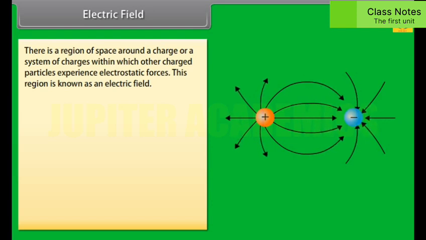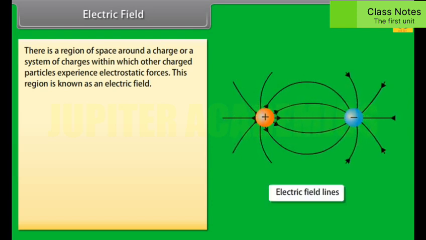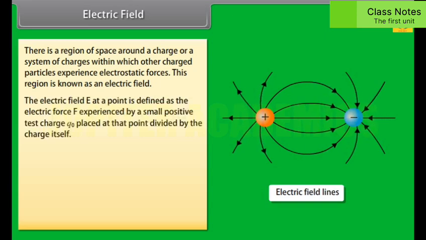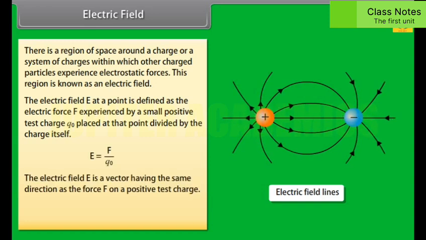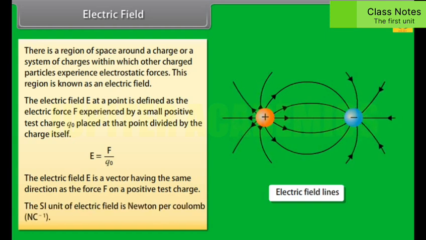Electric field. There is a region of space around a charge or a system of charges within which other charged particles experience electrostatic forces. This region is known as an electric field. The electric field E at a point is defined as the electric force F experienced by a small positive test charge Q naught, placed at that point, divided by the charge itself. E is equal to F upon Q naught. The electric field E is a vector having the same direction as the force F on a positive test charge. The SI unit of electric field is Newton per Coulomb.